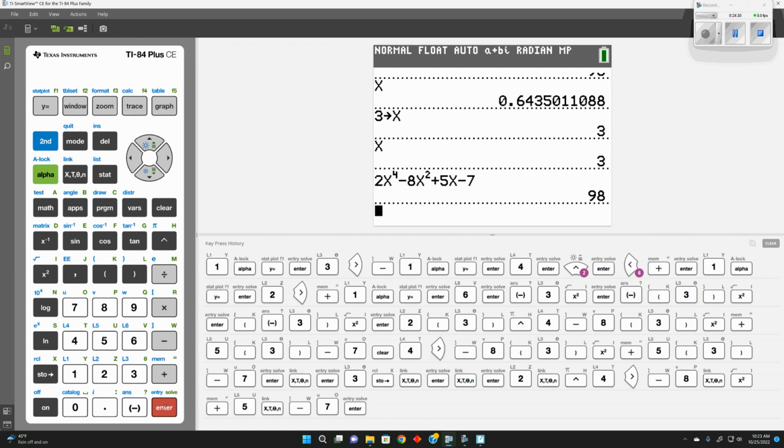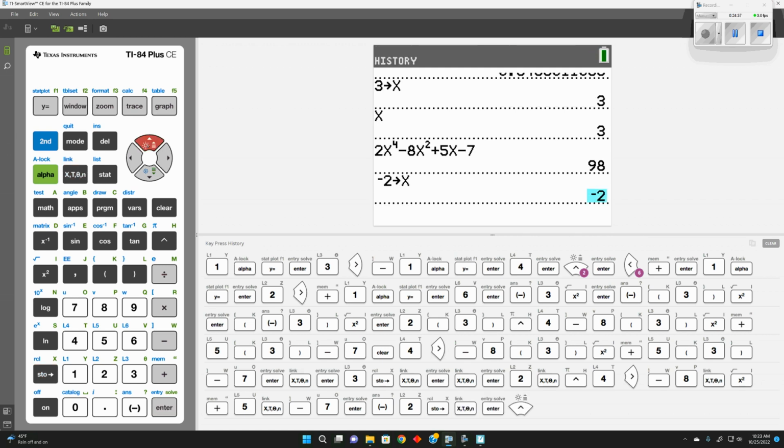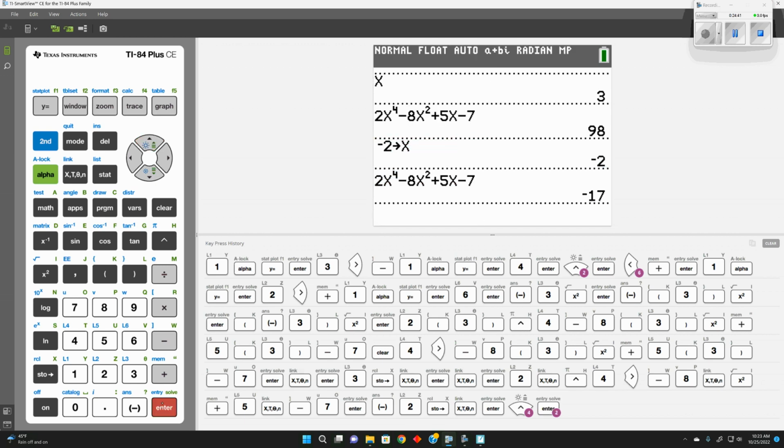Now, we could do this with any value. I could say -2, store X, and come back up here and select this again. And it'll do it. The nice thing with this is we don't have to worry about, say, -2 to the 4th, typing it in wrong. It understands that X is -2, and it's multiplied by itself 4 times.